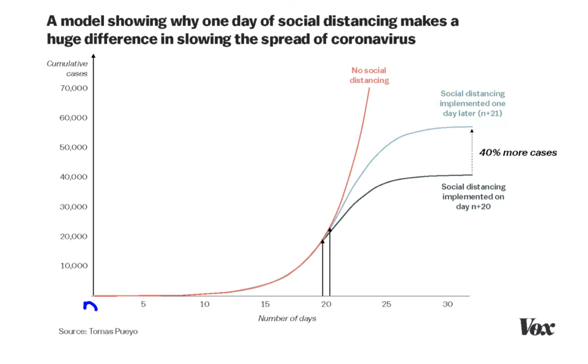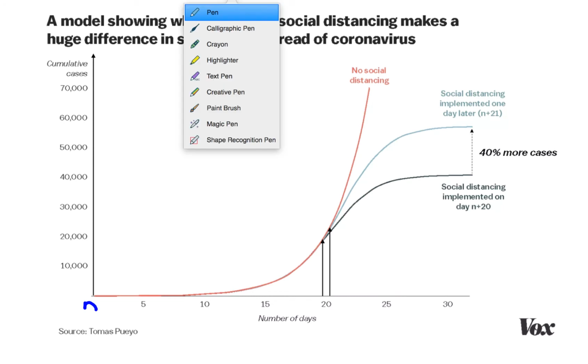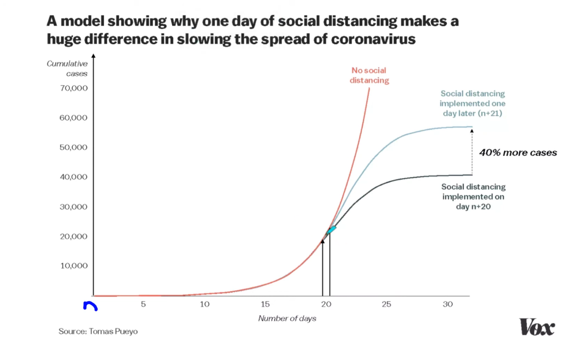because it's happening at a point on the red curve where the red curve is very steep. So see this bit here, this is so steep that even just one day creates a very big difference between the blue and the black curve here. So 40% more cases can result from delaying social distancing just by one day. Now again, this is just a model, but it illustrates the point well. Okay, so you can see here, by the time you get to this day 30 something, the difference is 40%.